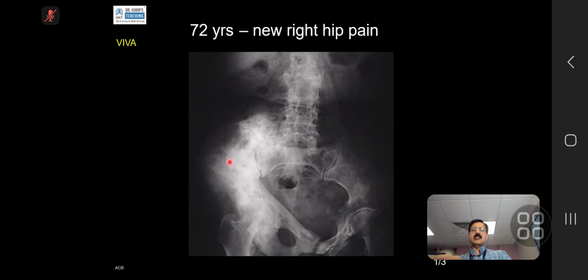This patient is a known case of Paget's disease, right? We know that in the right hemipelvis there is a bit of chronic Paget's disease. The patient has developed right hip pain. This is the second last case of the day, and then you will see the last case. Can you describe it? What is happening?